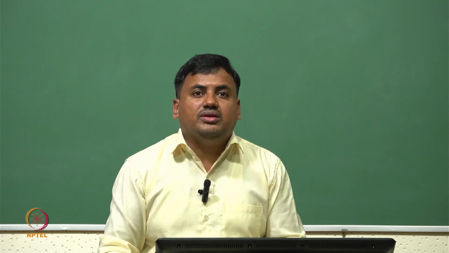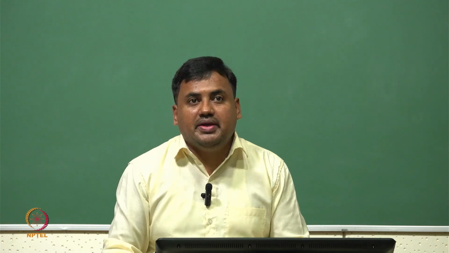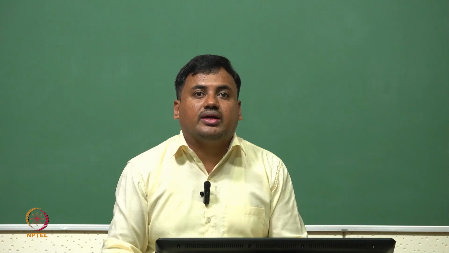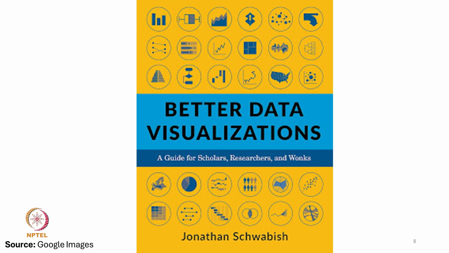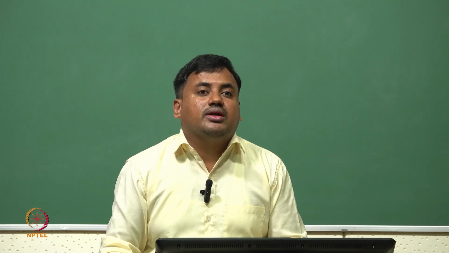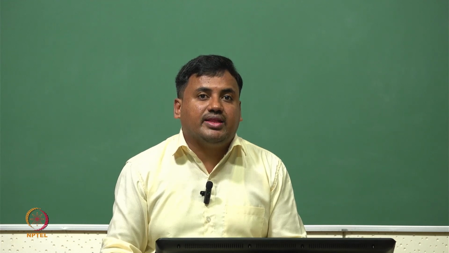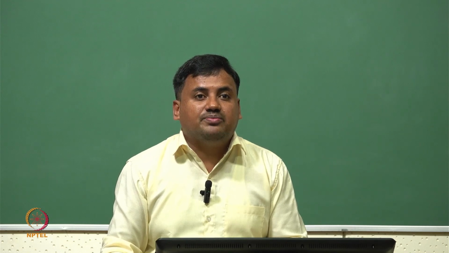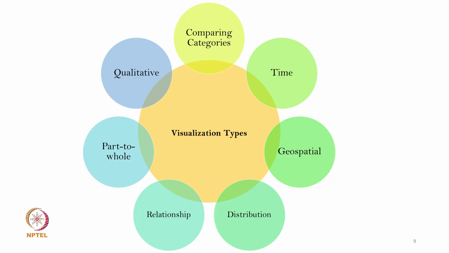There are several data visualization types when I go through the literature and reports, and also the book called Better Data Visualizations: A Guide for Scholars, Researchers and Wonks. The book provides more than 80 visualization types, which can be broadly categorized into 7 types: comparing categories, times, distributions, geospatial, relationships, part-to-whole, and qualitative.